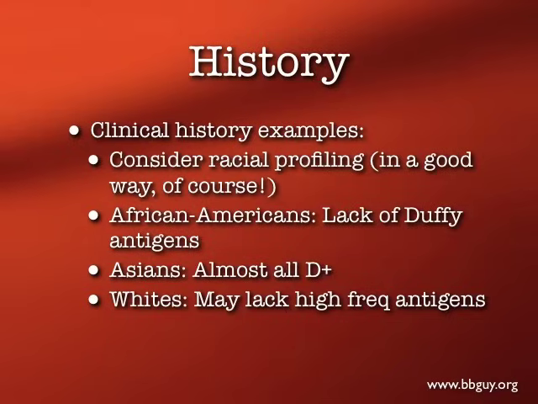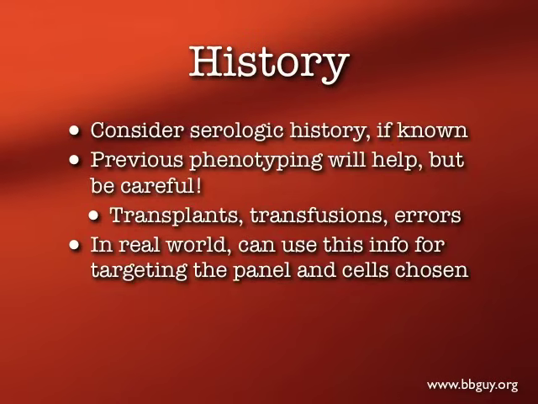Be careful here. So don't turn off the podcast. I'm not suggesting that we do racial profiling. I'm saying we consider racial profiling in a good way. And what that means is understanding the person's race and knowing the person's race can sometimes help point you in the right direction. And that includes African Americans who lack many Duffy antigens, Asians who are almost always D negative, as well as many Caucasians who may lack multiple high frequency antigens, and that can be a problem when they develop antibodies against those.